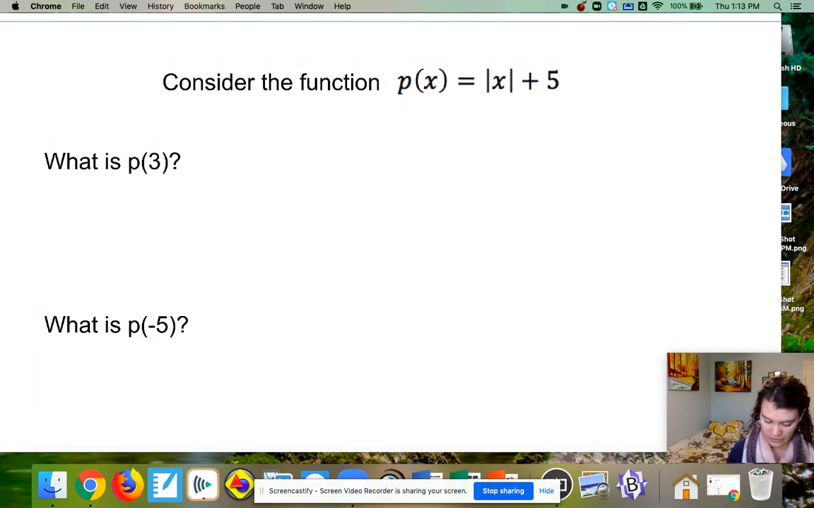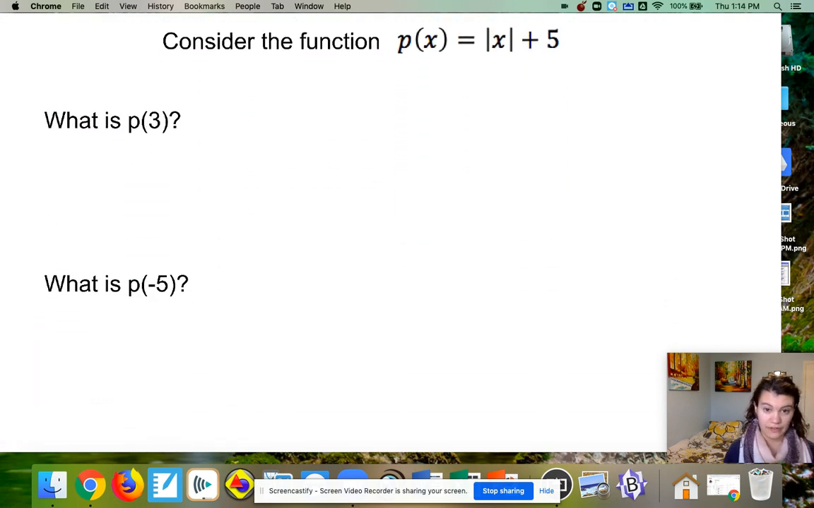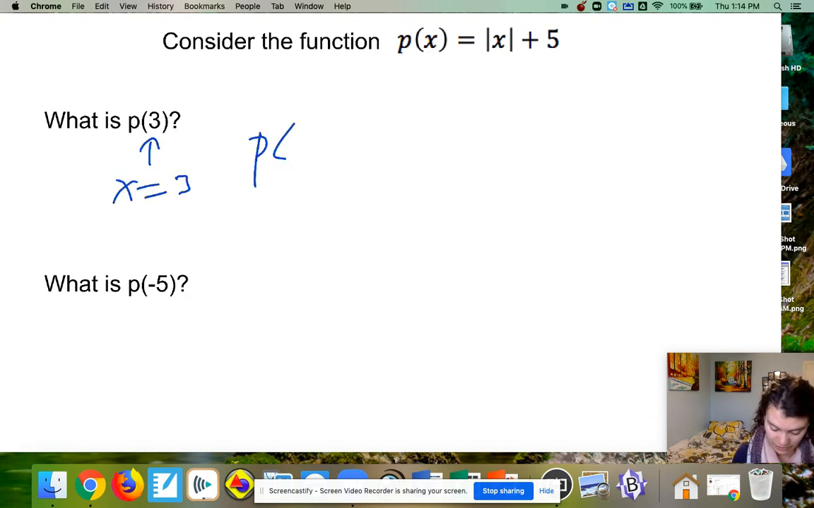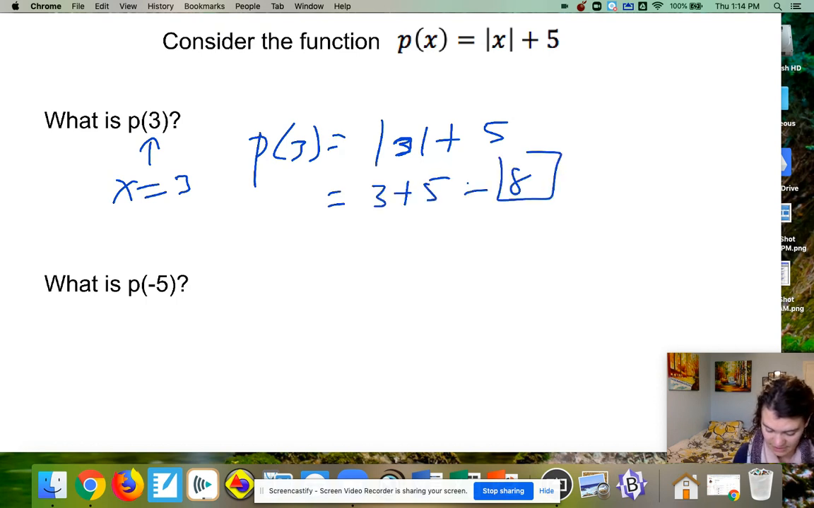Here's another one. Same idea, we have p of x equals the absolute value of x plus 5. We want to figure out, what is p of 3? This is saying x equals 3, so we need to plug that in. So p of 3 is going to be the absolute value of 3 plus 5. The absolute value of 3 is just 3, so you have 3 plus 5, which is 8.